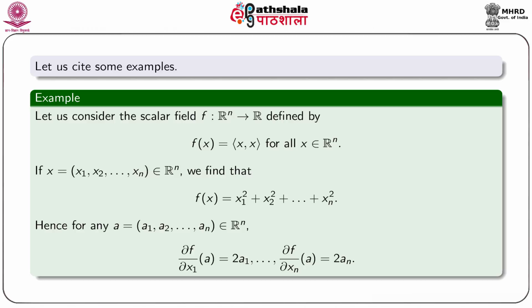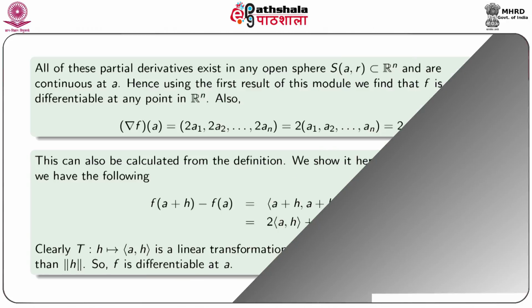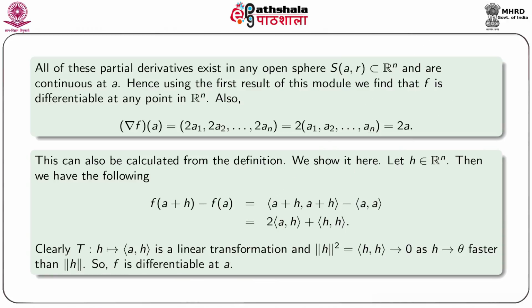So, we consider some arbitrary but fixed point a equal to a 1 to a n in R n. We can easily check del f del x 1 at a equal to 2 a 1, up to del f del x n at a equal to 2 a n. Moreover, if I consider the point a, for any open sphere with center at a, we can find that all the partial derivatives exist and all of them are continuous at the point a. As a result, f is differentiable at a. Moreover, grad f at a equal to twice a.